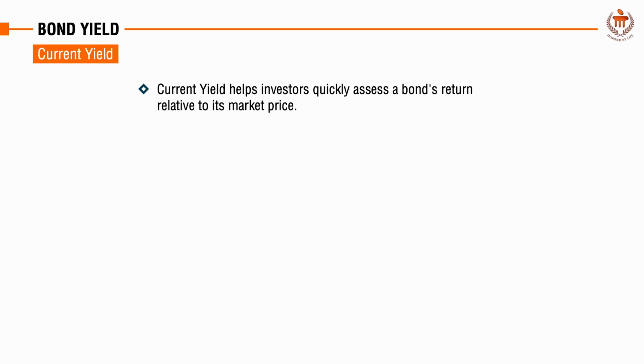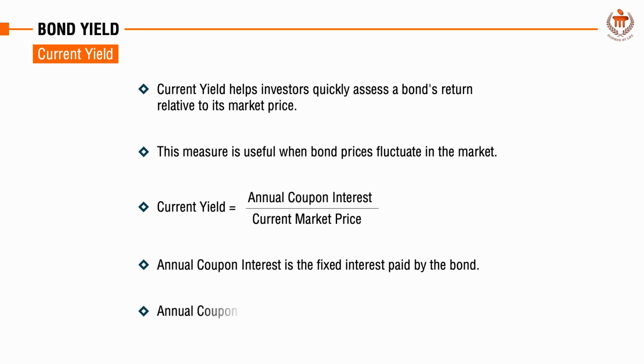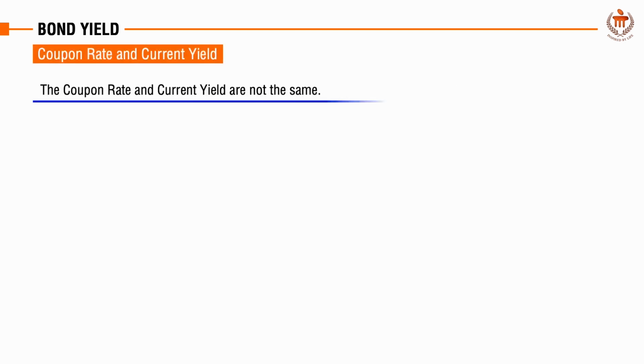Let's begin our discussion on the current yield, a fundamental concept that helps investors quickly assess the return a bond offers relative to its market price. This measure is especially useful when bond prices fluctuate in the market. Current yield is defined as the annual coupon interest earned on a bond divided by its current market price. The annual coupon payment is the fixed interest paid by the bond, calculated as the face value multiplied by the coupon rate.